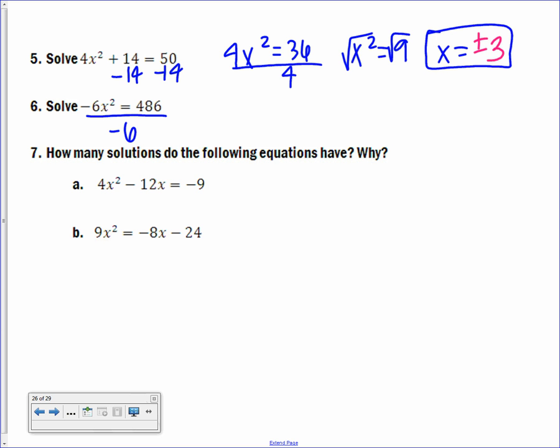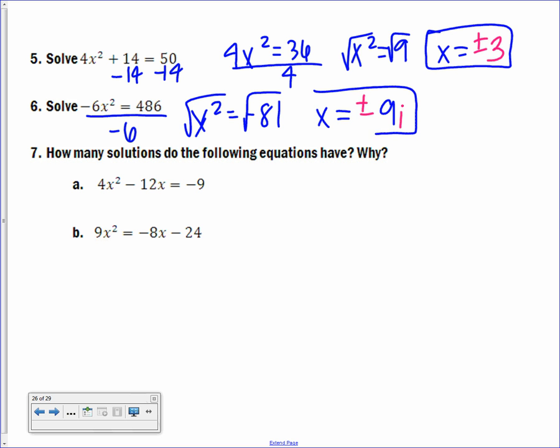Okay, number 6, same idea. Divide by -6 first. So I would get x squared equal -81. Again, just watching your negatives. Square root here. Okay, so x equals, again, square rooting, plus or minus 9. And I need the i because I was square rooting a negative. Okay, so lots of things to keep track of here. Square root means a plus or minus. The negative meant I got the i in the end, so be careful here.